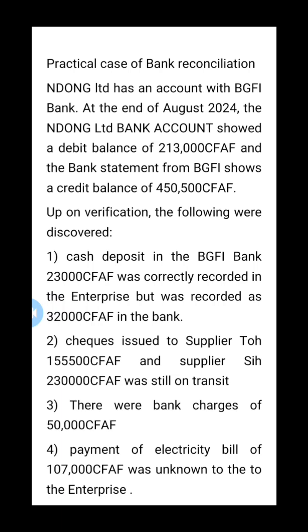Then the next one is checks issued to Supplier Toh, 155,500, and Supplier C, 230,000, which were still in transit. These are unpresented checks. The checks were not yet cashed at the bank, so the bank did not record this. So it is shown in the bank account, but not shown in the bank statement. We need to reconcile this so that at the end of the period, we'll be able to get the same balance.